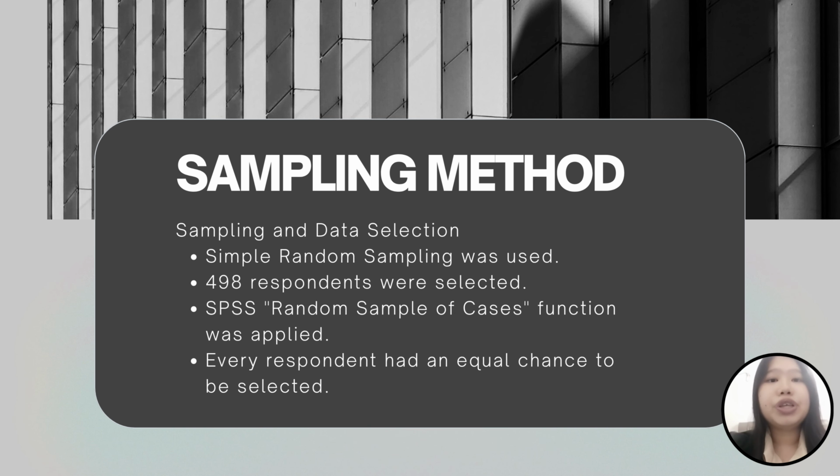For sampling, we use the simple random sampling method. A total of 498 respondents were selected using the random sample of cases function in SPSS. Every respondent had an equal chance of being selected, which made the sample fair and unbiased.